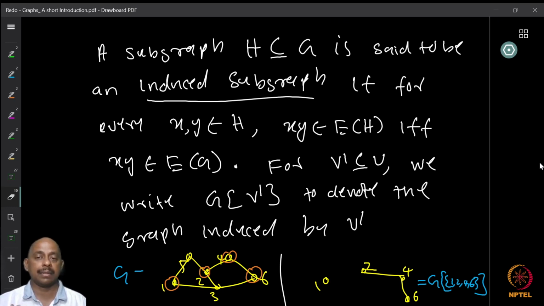So the vertex set is a proper subset, not necessarily proper. It could be any subset of the vertex set. But for an induced subgraph, we cannot choose the edges. The edges come automatically from the graph G. All the edges which are present in between these vertices will automatically come here.